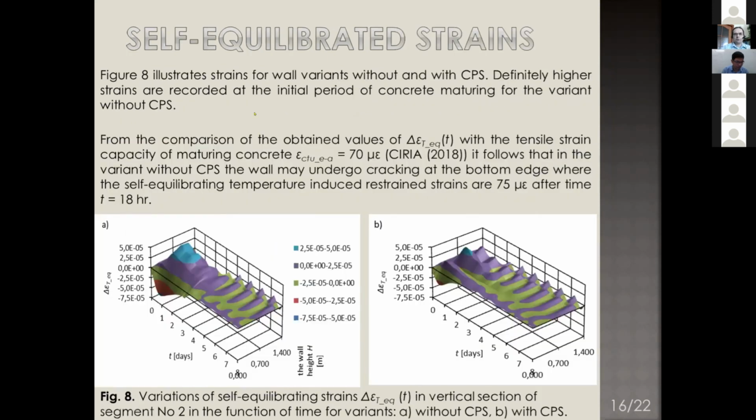The last component, self-equilibrated strains, again, left side with CPS and right side without CPS. We again see that inside the wall, the values of these strains are much smaller, and also at the bottom of this wall. When we compare the maximum value, we see that it is about 75 microstrain, and if we compare this value to the tensile strain capacity of maturing concrete according to Syria, it is about 70. It means that probably the cracks could appear only from the self-equilibrated strains.